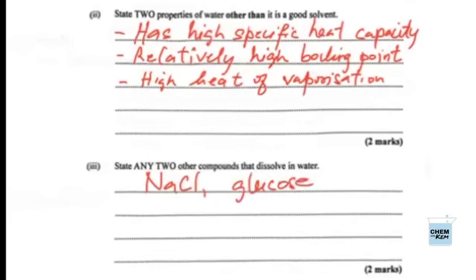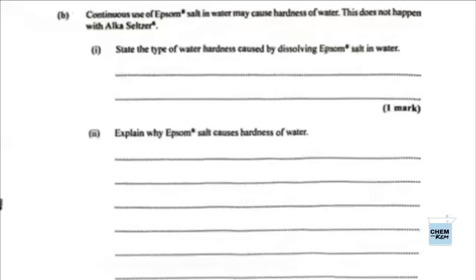All right, glucose is a covalent compound, but it is polar, so it dissolves in water. So they're very common. That's your sugar and your salt. All right, so we're looking at what's right in front of us in the hole.